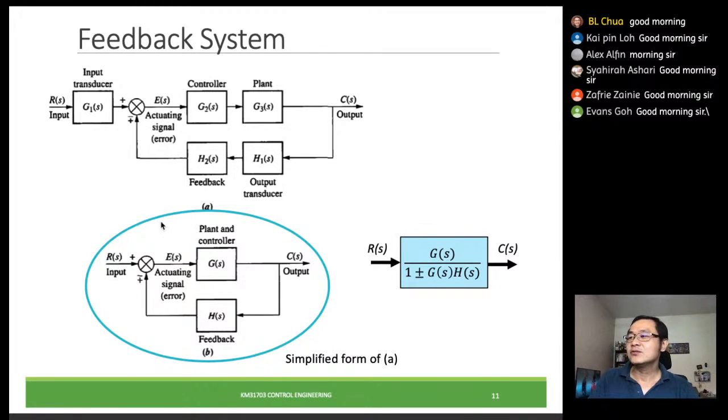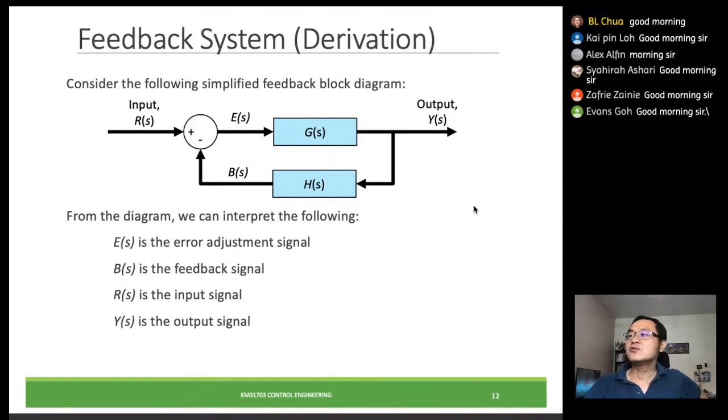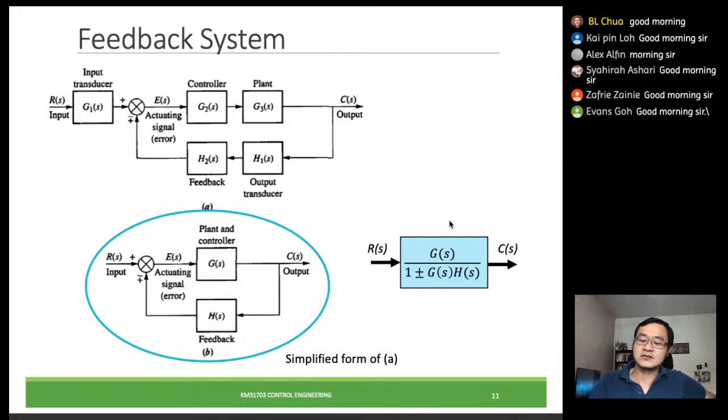So remember, once we can group them into this form of feedback block diagram, then immediately we can simplify them into these transfer functions, right? So this is the idea of combining them or simplifying them into a familiar form of a system. So how do we actually arrive at or derive these equations, or these transfer functions, right?